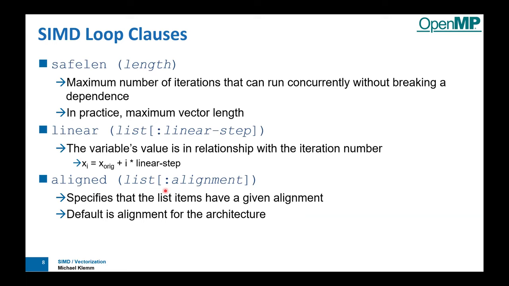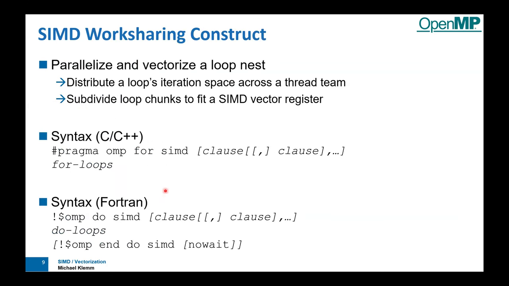And so in that case, the compiler can, if the architecture so requires, produce better code and select different instructions if there is a faster aligned load versus a slower unaligned load. And then there's collapse. You know about this, so you can collapse multiple loop nests into a single wider or longer loop so that you have more data that you can process in SIMD instructions.